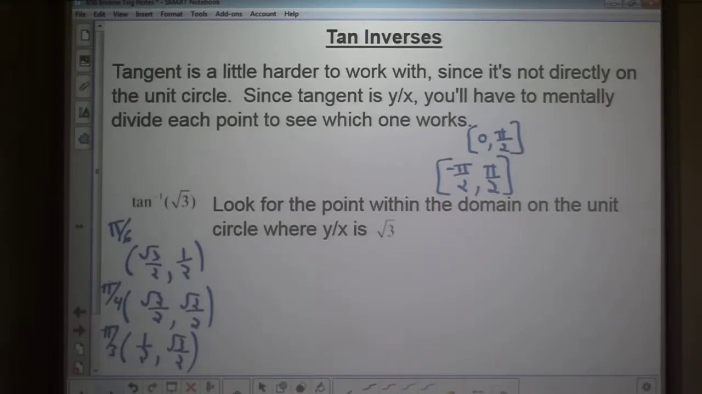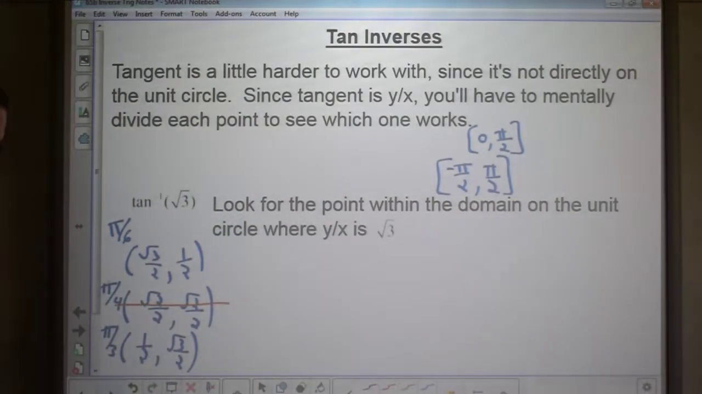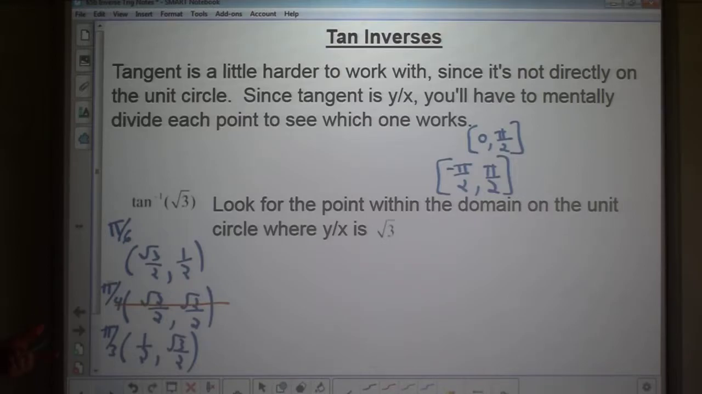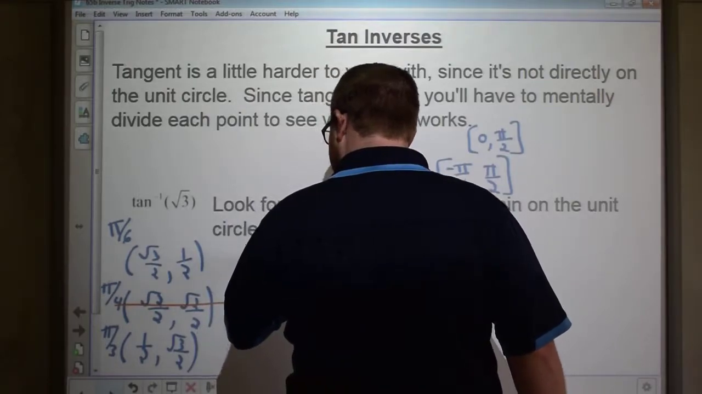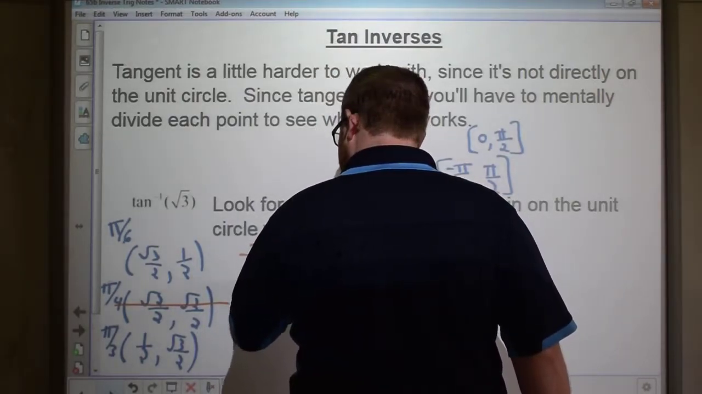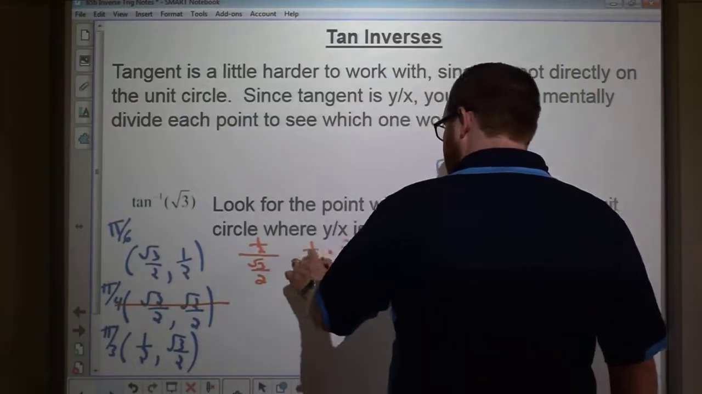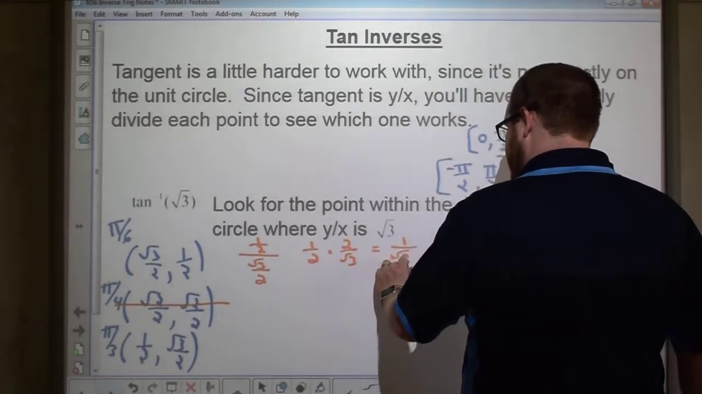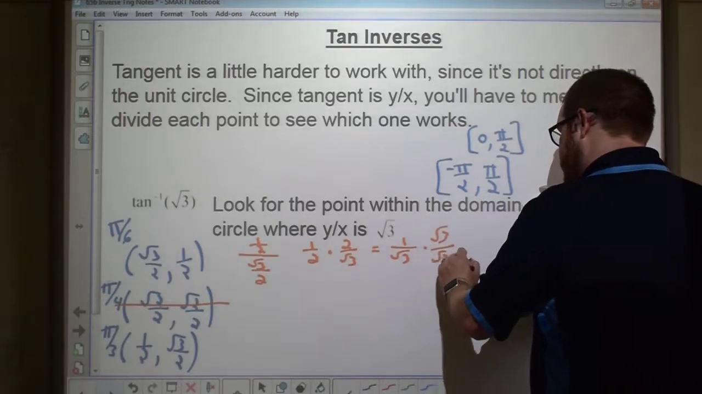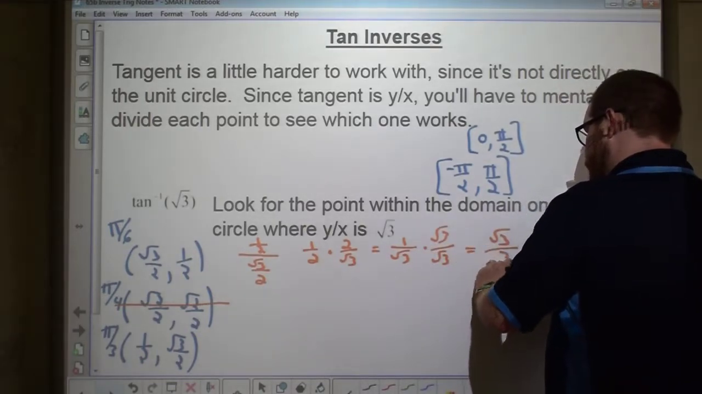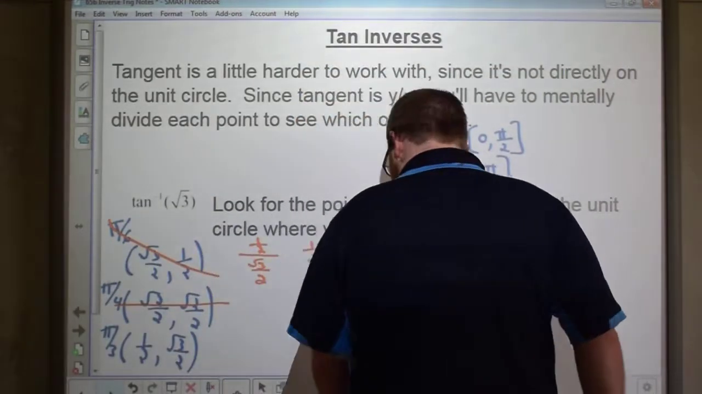Now I need to figure out which one, if I divide these two things, will give me square root of 3. And I can eliminate this one, because if I divide those two things, because they're the same, I'll just get 1. So let's take a look at this one. If I did 1/2 divided by square root of 3 over 2, that would be the same thing as 1/2 times 2 over the square root of 3. The 2's cancel. I get 1 over the square root of 3. But 1 over the square root of 3 I have to rationalize, so I'll multiply by square root of 3 over square root of 3. That ends up being square root of 3 over 3. That's not what I was looking for. So pi over 6 isn't the right answer.